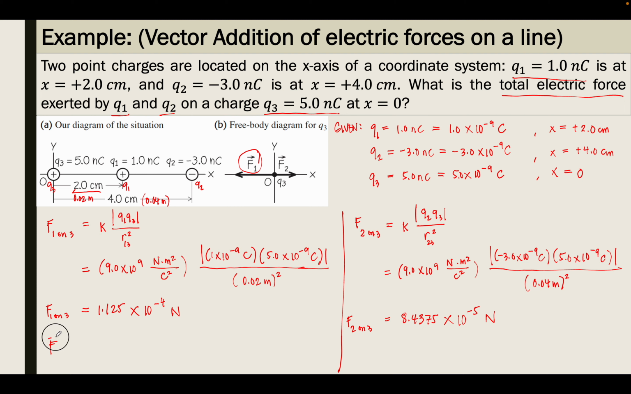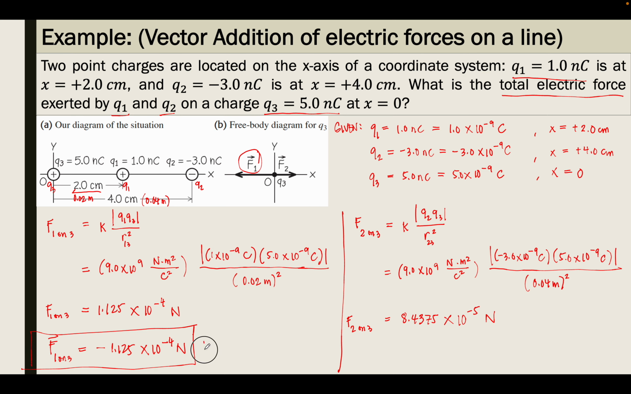So here, if we write it as a vector quantity, the force that Q1 exerts on Q3 is equal to negative 1.125 times 10 to the power of negative 4 Newton. The negative here signifies the direction of the force that Q1 exerts on Q3, the repulsive force. This is the direction of the force exerted by Q1 on Q3.